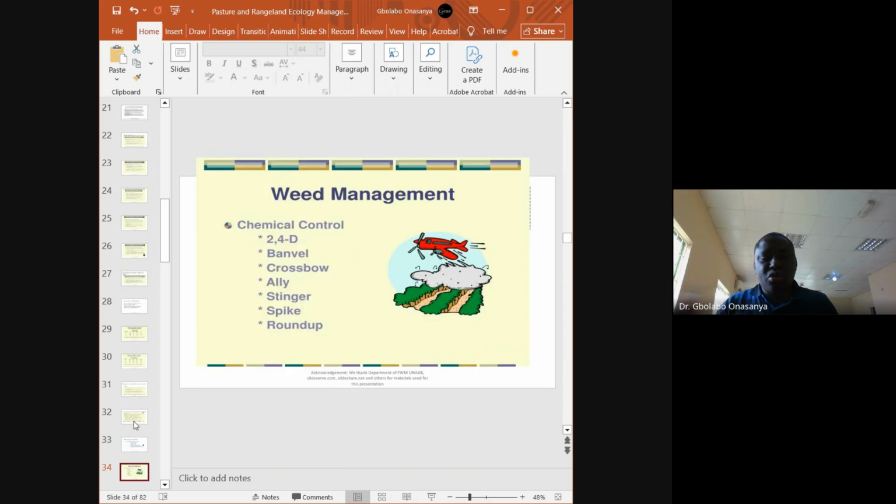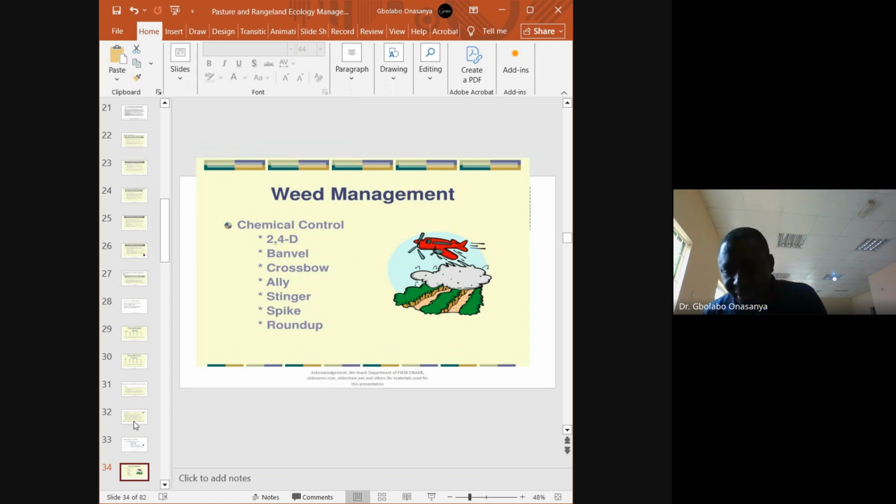Chemical control is the use of chemicals, herbicides like Roundup. We have contact and systemic. A contact herbicide is one you spray on your weed, and on touching the weed, it destroys the stomata, and the plant won't be able to perform photosynthesis, and it dries off. That is contact. Examples are Roundup and Gramoxone.